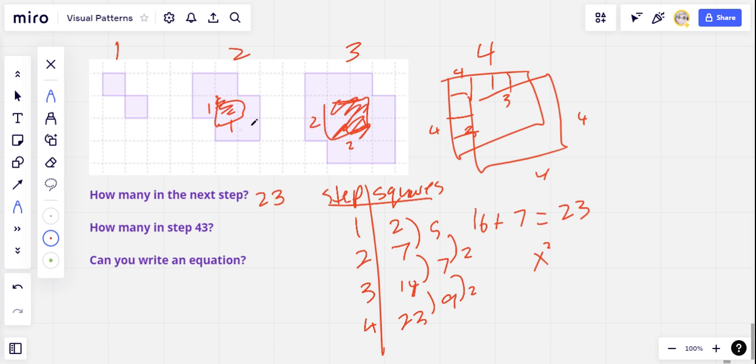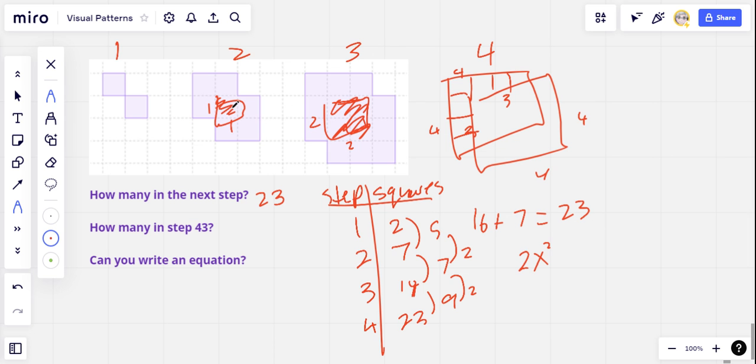And the squares in each step are pretty easy. It's just the step number squared, right? So in step 1, they're 1 by 1 squares. In step 2, they're 2 by 2. In step 3, 3 by 3. So there's 2 of those. So I would call that 2x squared, and that would give those 2 boxes. However, because they overlap, we have to subtract the overlap once, so we're not counting it twice.